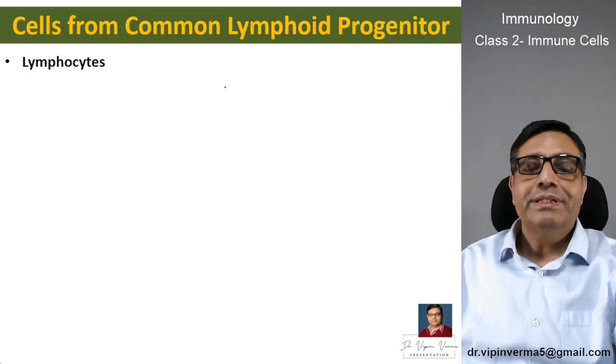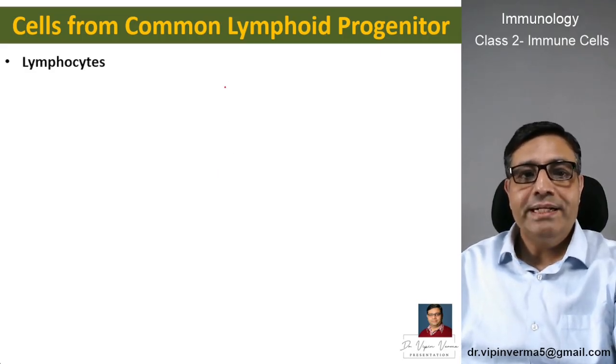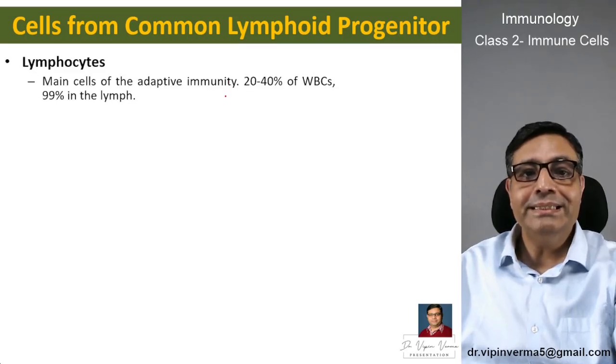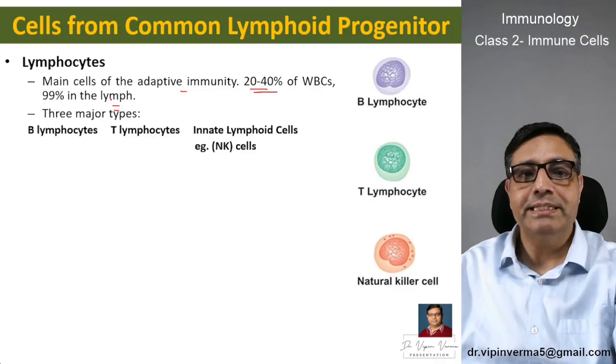Now let us focus on the cells from the common lymphoid progenitor, and the cells are the lymphocytes. They are the main cells of the adaptive immunity. Around 20 to 40% of the leukocytes or the WBCs are lymphocytes, and 99% of the cells in the lymph are lymphocytes, a kind of white blood cell.